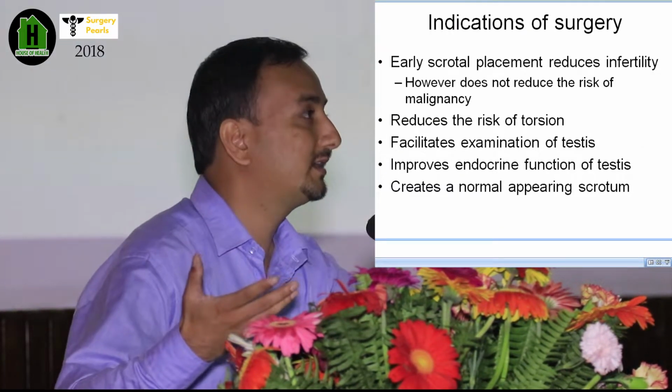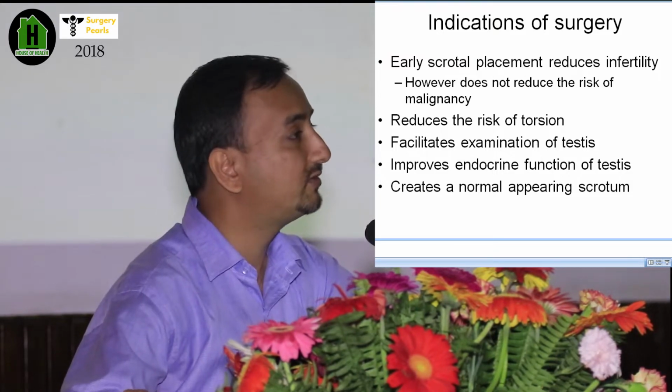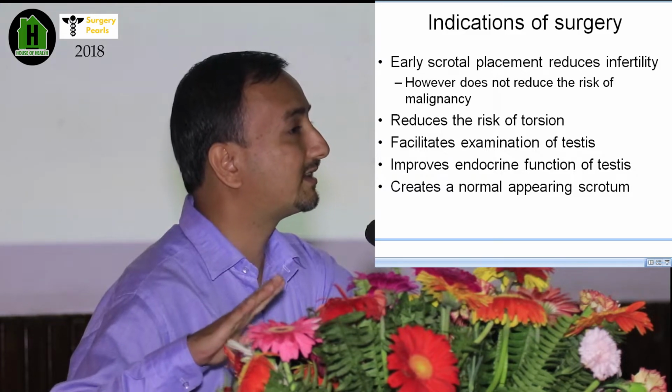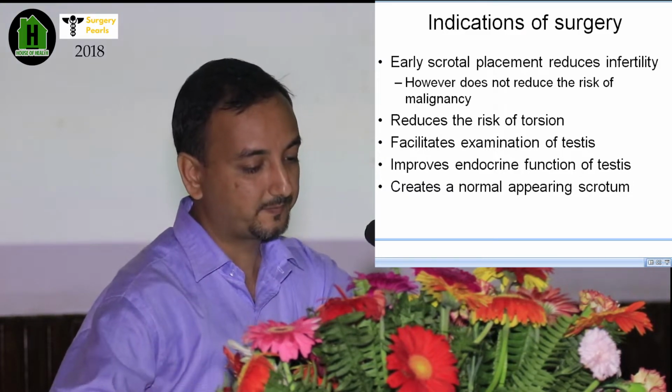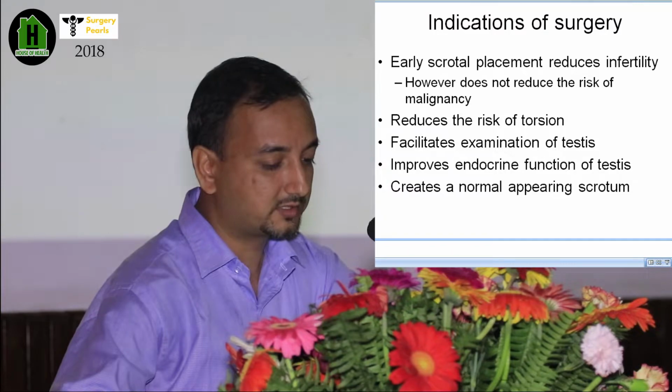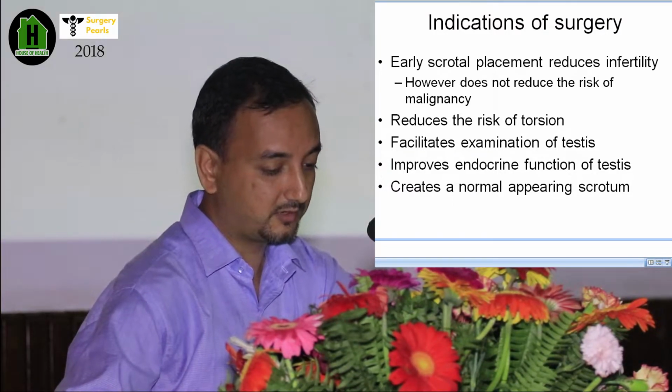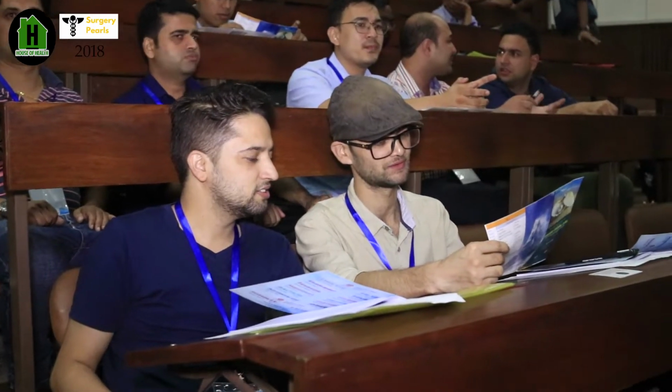So the number 1 indication is early scrotal placement reduces infertility, but it does not reduce the risk of malignancy. It reduces the risk of torsion. It facilitates the examination of the testis. That is why it needs to be put into the scrotum. And it improves the endocrine function of the testis, and it creates a normal looking scrotum.